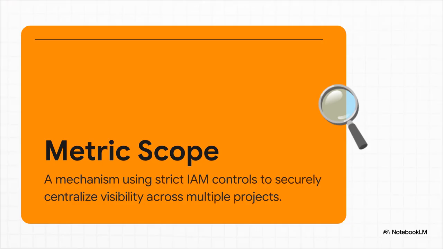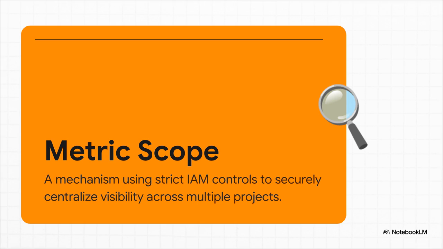In a real-world enterprise setup, you've usually got a massive distributed microservices architecture spanning dozens of projects. So how do you see everything? Well, a metric scope is the mechanism that fixes this visibility problem. By utilizing strict IAM controls on a designated scoping project, you can securely attach and centralize your visibility.